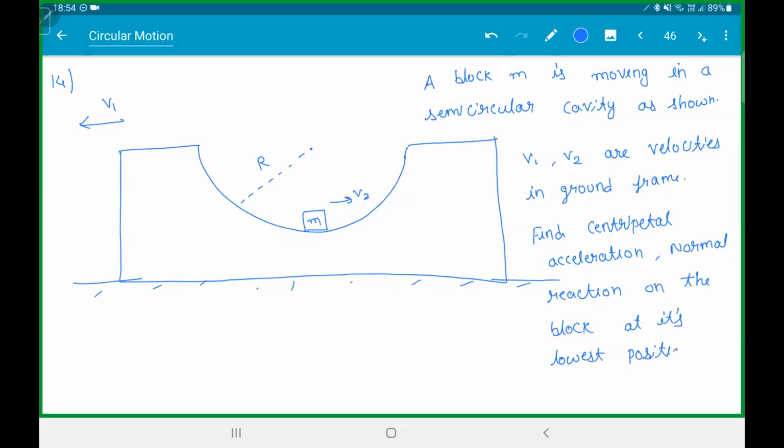We'll see this again in the center of mass chapter. So when the block is at the lowest position, find the centripetal acceleration and the normal reaction. Wow, these two people missed out. I hope the question was clear. The wedge is going back. The block is going front. All the velocities are in the ground frame.